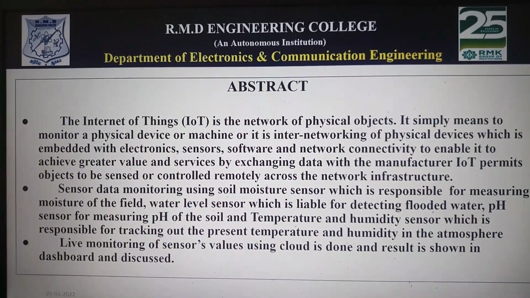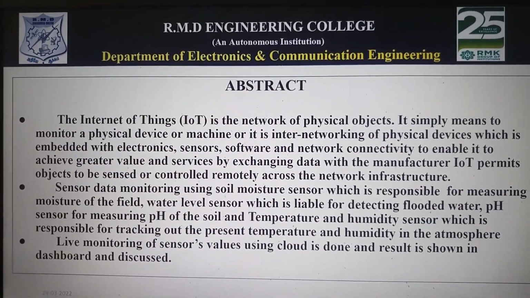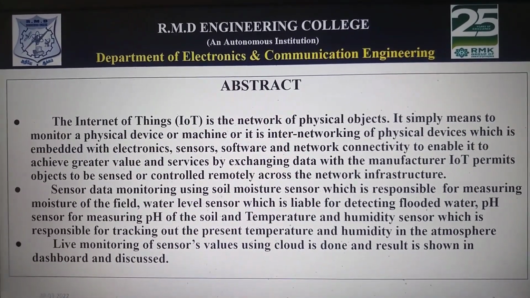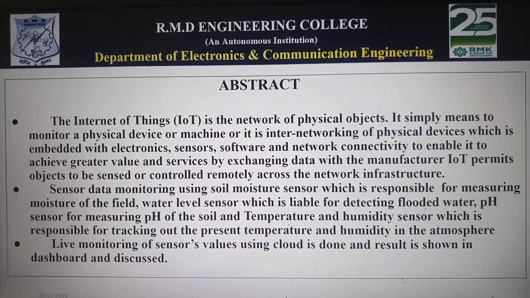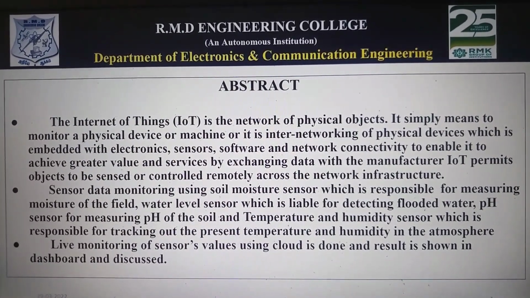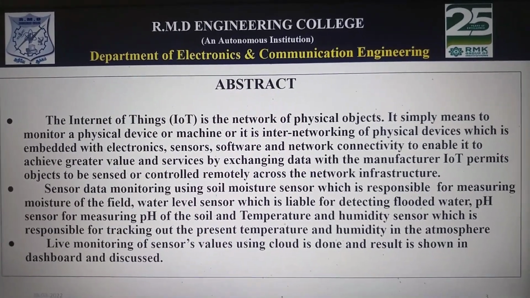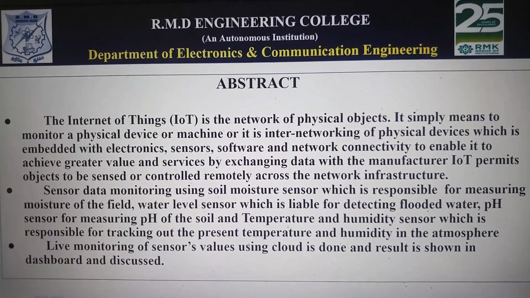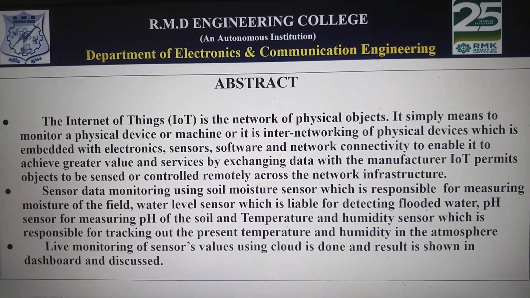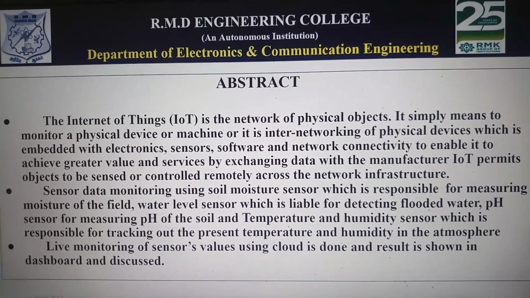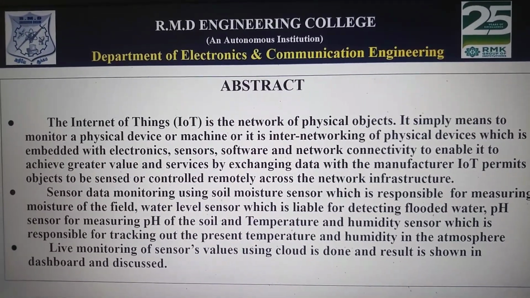Abstract. The Internet of Things is the network of physical objects. It simply means to monitor a physical device or machine, or it is an internet network of physical devices which is embedded with electronic sensors, software and network connectivity to enable it to achieve greater values and services by exchanging data with the manufacturer. The result improves accuracy, economic benefits, efficiency and reduces interventions of humans.